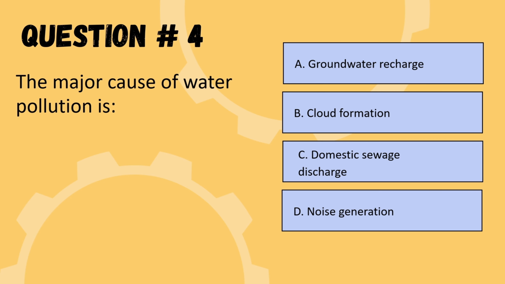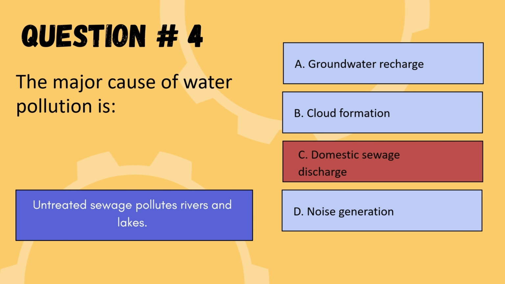The major cause of water pollution is underground recharge, cloud formation, domestic sewage discharge, or noise generation. So the correct option is option C, domestic sewage discharge. So we are moving to the next question.